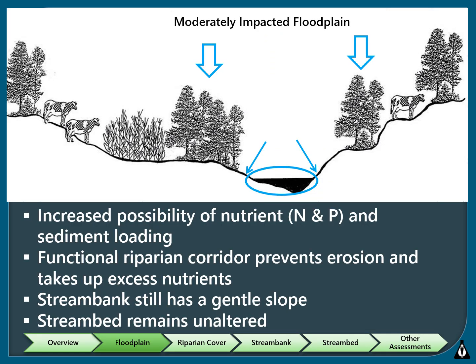This illustration shows a moderately impacted floodplain. Land use may affect the water quality of the stream, but the floodplain is still in good condition. The possibility of nutrient and sediment loading is increased by crop management practices and animal production activities. A vegetated riparian corridor mediates these threats to some extent by preventing erosion and taking up excess nutrients. The stream bank is moderately changed but has a gentle slope. The stream bed remains unaltered.